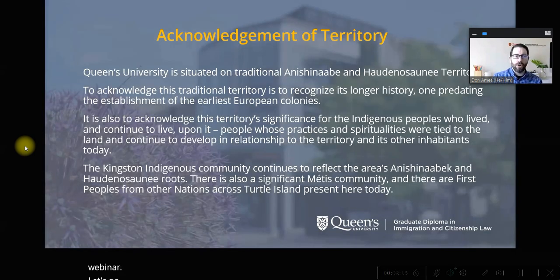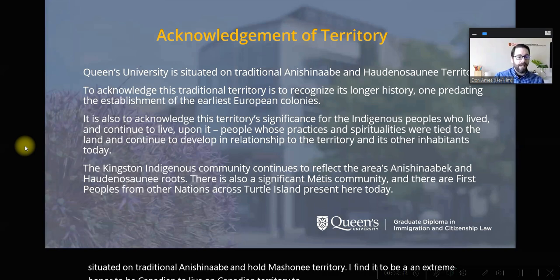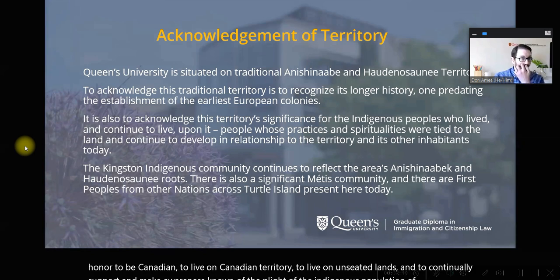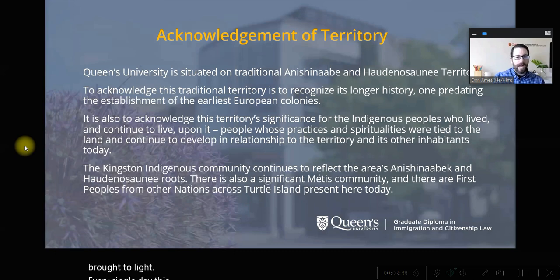Let's go ahead and begin with our acknowledgement of territory. Queens University is situated on traditional Anishinaabe and Haudenosaunee territory. I find it to be an extreme honor to be Canadian, to live on Canadian territory, to live on unceded lands, and to continually support and make awareness known of the plight of the Indigenous population of Canada. We know that there are atrocities that have occurred, that are still occurring. There are things being brought to light every single day. This is but a minor action in order to make sure that the indigeneity that Queens is really focused on is always top of mind.